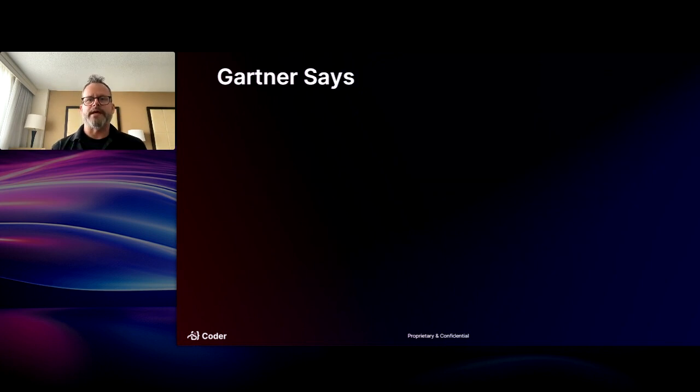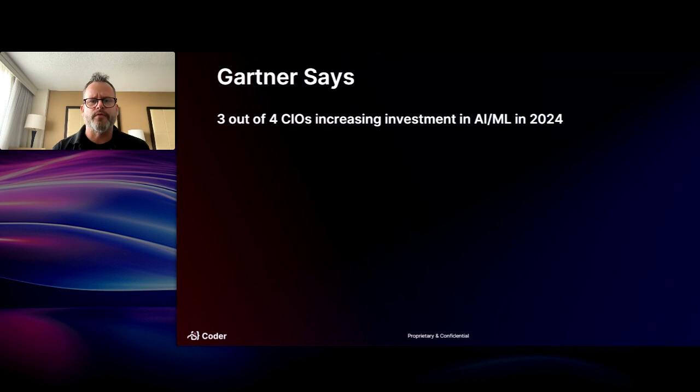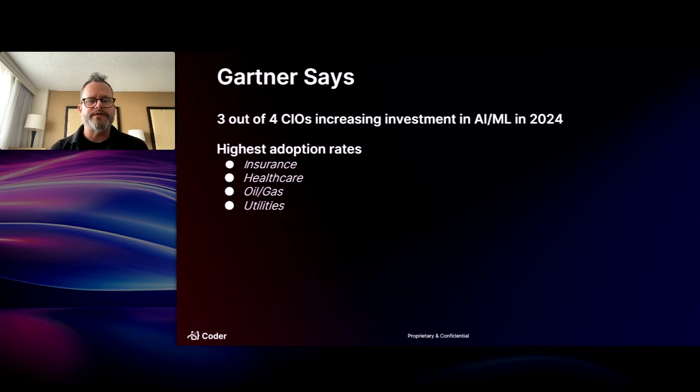So what does Gartner say about AI and ML these days? 3 out of 4 CIOs are increasing their investment in 2024. And this is across all sectors and all verticals. This is nothing specific. This is just very general. The highest adoption rates they're seeing are in insurance, healthcare, oil and gas, and utilities. I guess oil and gas is probably the drilling and exploration side and distribution side, whereas utilities is the retail side.